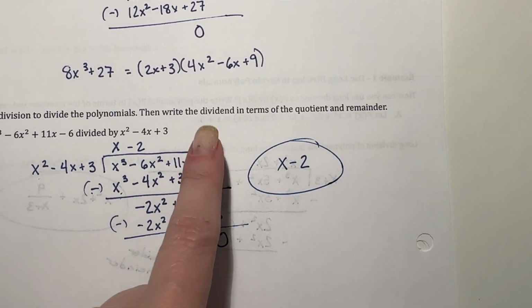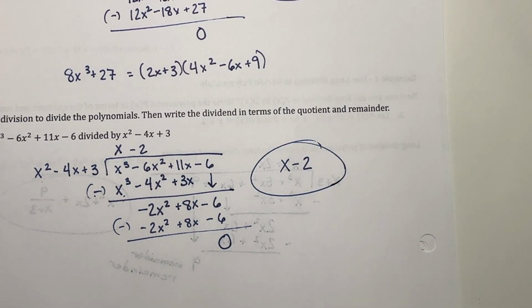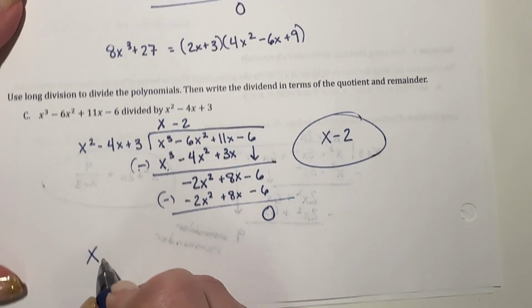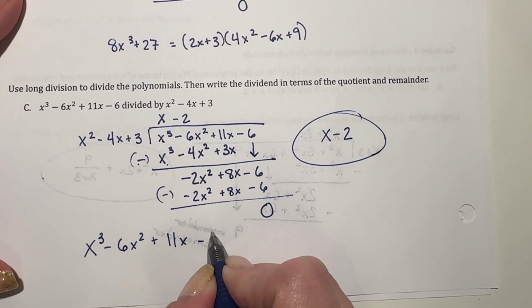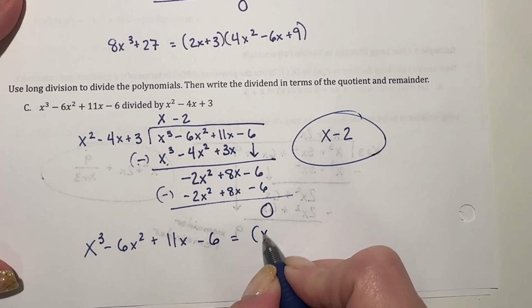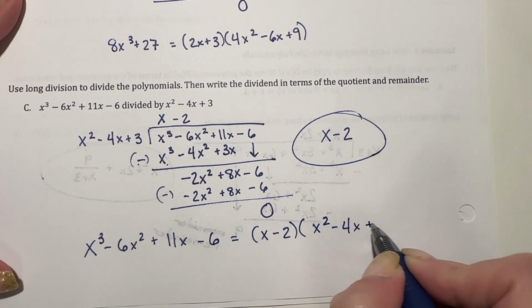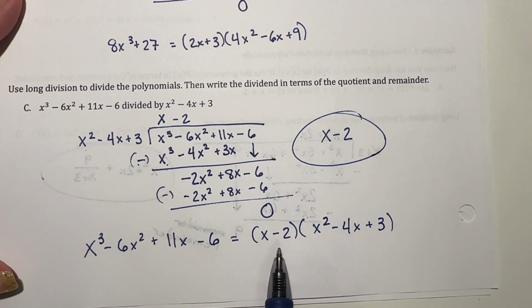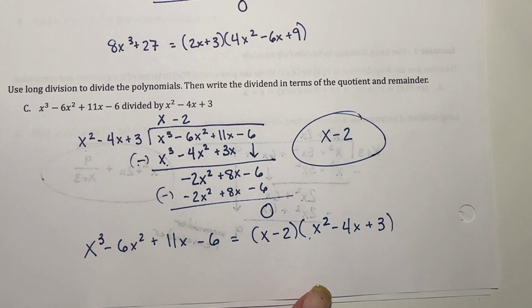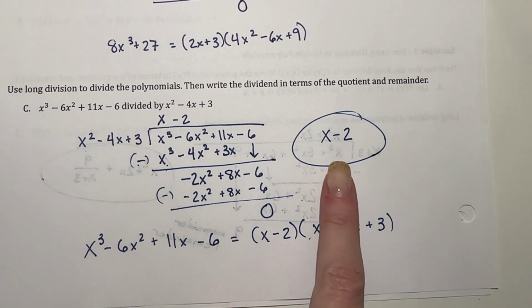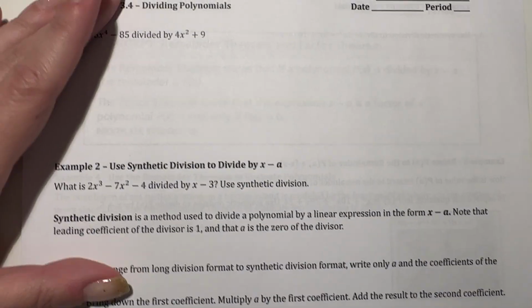Now, what if it said to write, as it does here, the dividend in terms of the quotient and the remainder? Well, all I have to do is say x cubed minus 6x squared plus 11x minus 6 is the same thing as x minus 2 times x squared minus 4x plus 3. Notice I took my final answer and made it times the divisor, and that's supposed to equal that. By the way, that divides evenly. There's no remainder. Let's flip to the other side and do the last long division one.